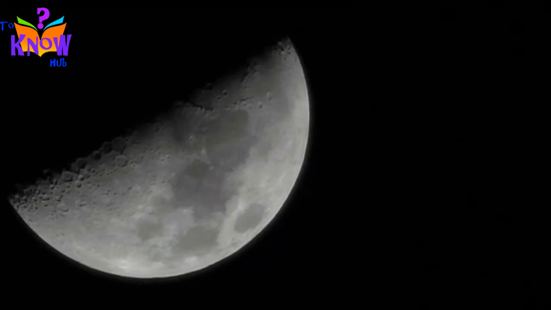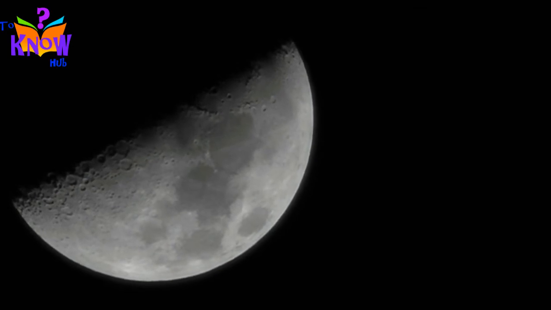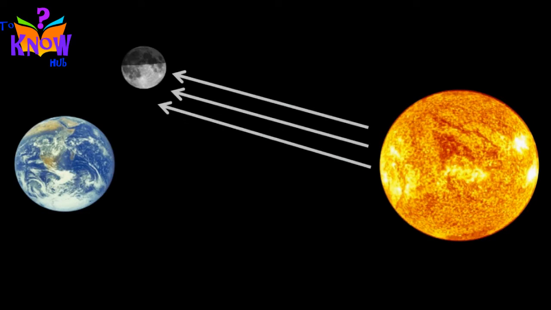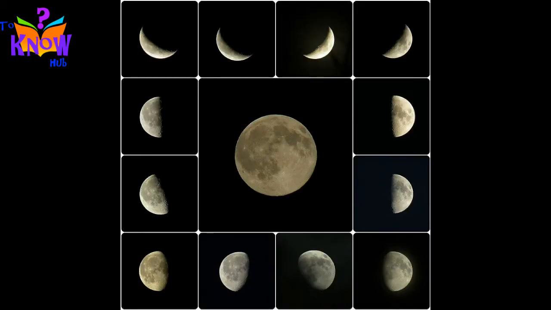Moon revolves around Earth, which is a planet. Moon looks so bright in the night sky, but it doesn't have its own light. Sunlight falls on the moon and gets reflected. When that reflected light reaches us, it appears as if it is coming from the moon. And this answers our question, why the moon changes shape.